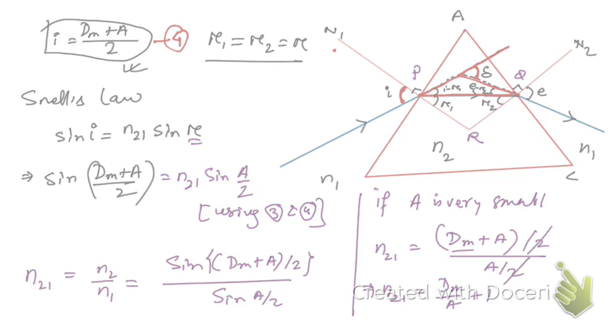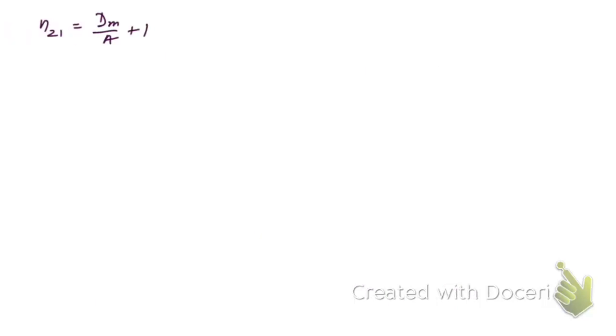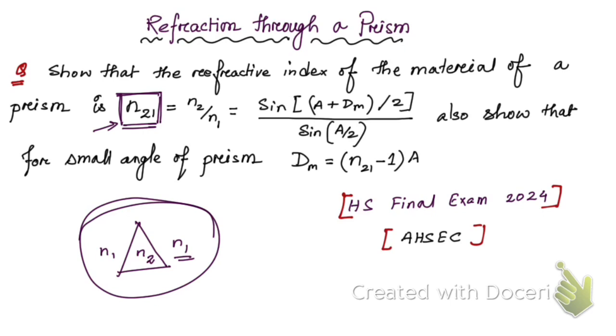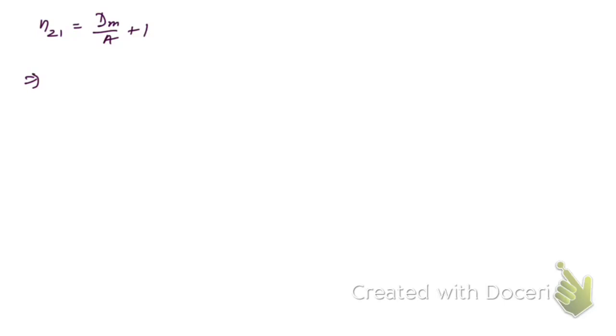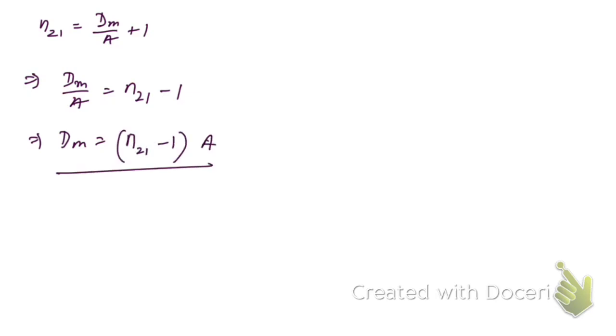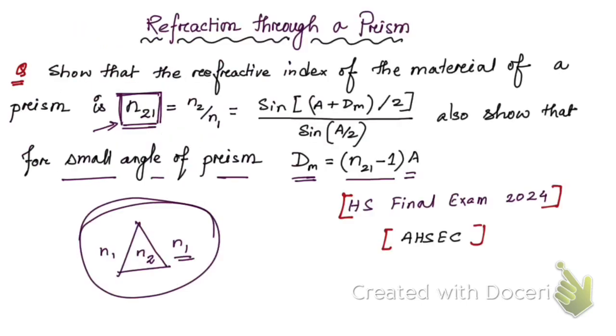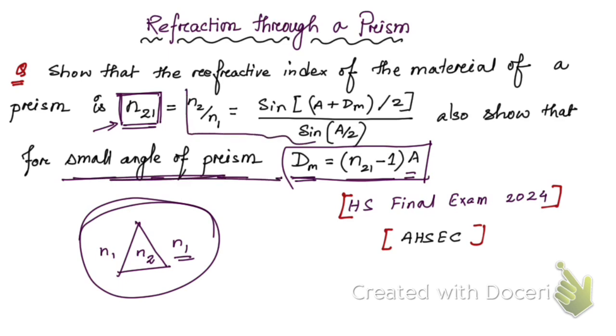Let me take a new slide. This is the last step. So now you see the question: for a small angle prism we need to show dm is equal to (n21 minus 1) into A. Let's multiply both sides by A. We can write dm by A is equal to n21 minus 1, then dm is equal to (n21 minus 1) into A. This is the required relation for a prism of small angle, and this is the relation we have already shown here.